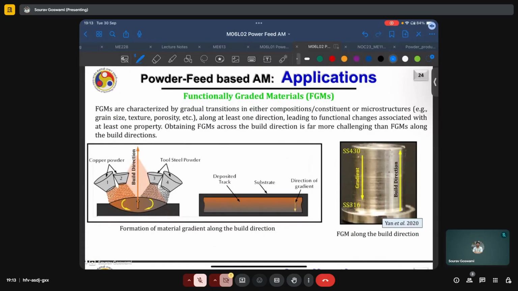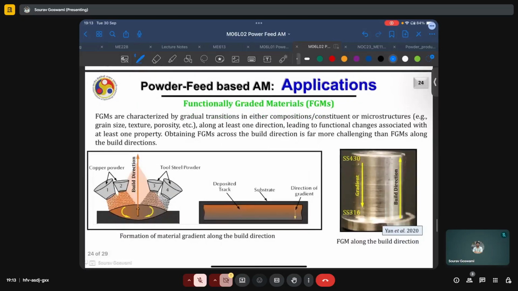Now, FGMs are characterized by gradual transitions in either composition or constituent or the microstructure quantified in terms of the grain size, texture, porosity, etc., along at least one direction. It can also happen along multiple directions, and the intended reason for such a controlled variation is to, say, produce functional changes associated with at least one property.